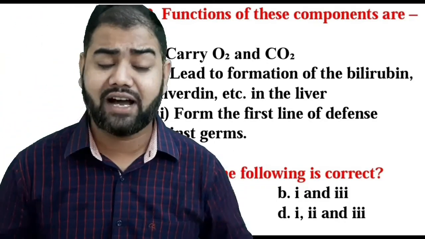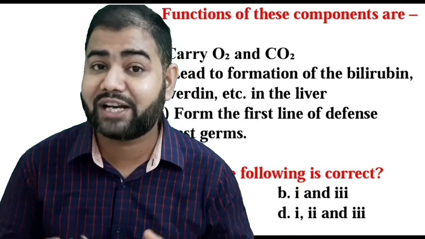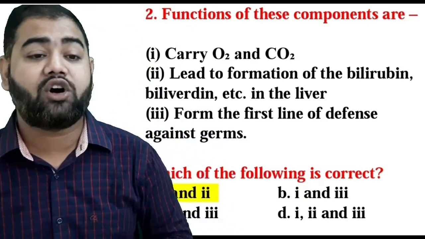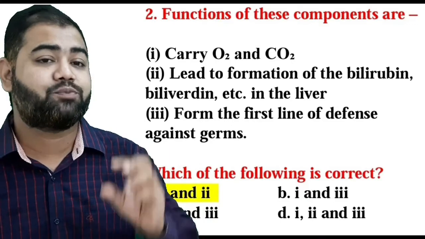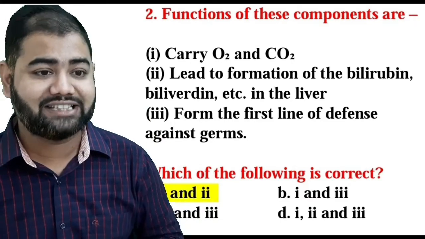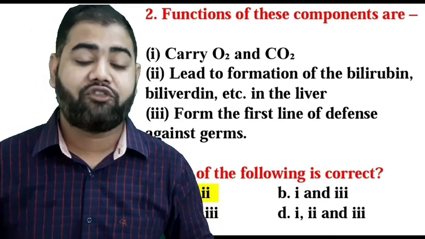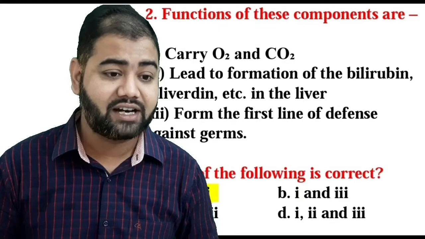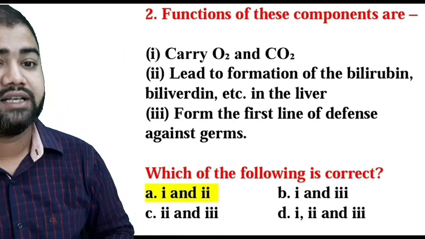Because the functions of red blood corpuscles, or RBCs, are that they carry oxygen in the form of oxyhemoglobin. They also carry a small amount of carbon dioxide in the form of potassium bicarbonate, lead to formation of bilirubin, biliverdin, etc. in the liver, and they maintain the viscosity of blood.